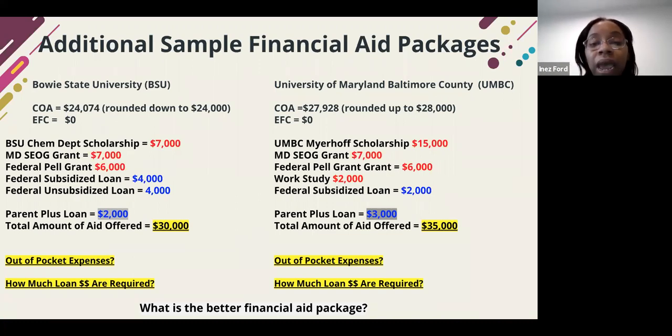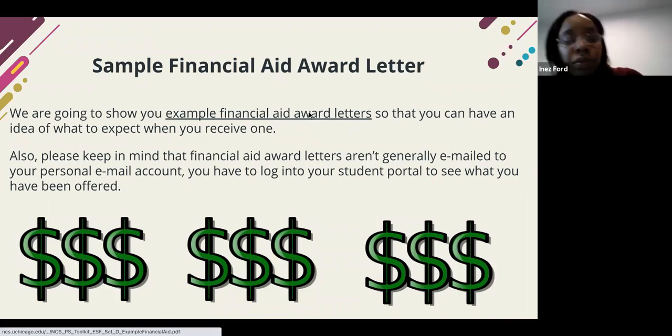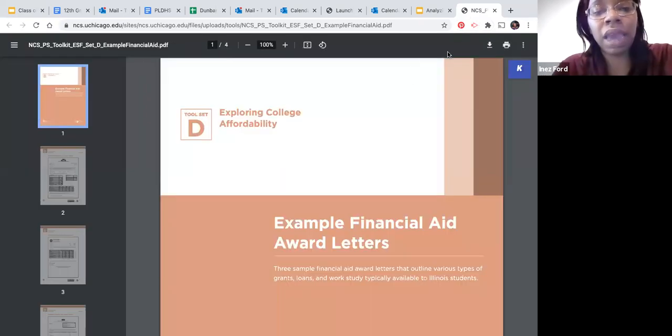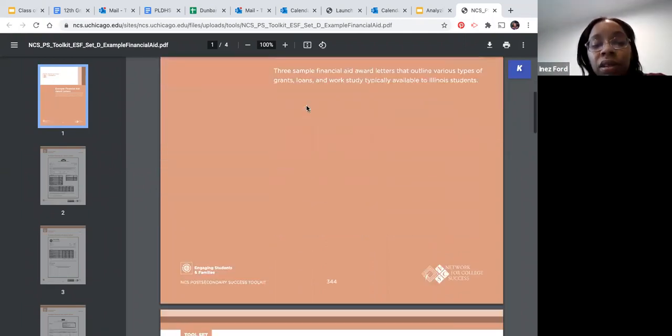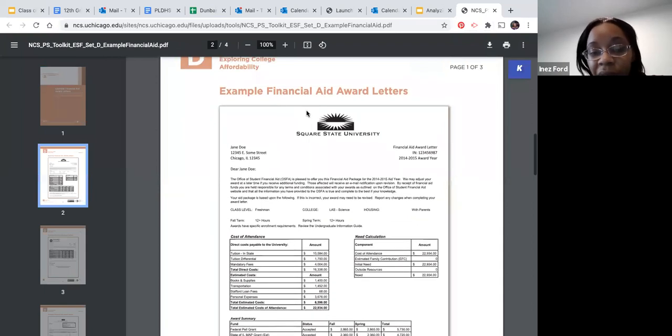And now we're going to show you what an actual financial aid award letter looks like. Okay. So if you click on this, we're going to scroll down to pages 2 and 3, and you can see an actual example letter. The only difference is that when you get the letters, they divide your aid between the fall and spring semester.